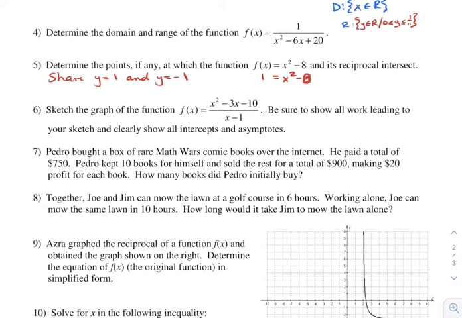So I'm going to solve this, bring 8 over to the other side. We get 9 is equal to x squared. We're going to get x is equal to positive or negative 3. So points that they share are 3 and 1, negative 3 and 1. Then I would do the same thing for when y is equal to negative 1.